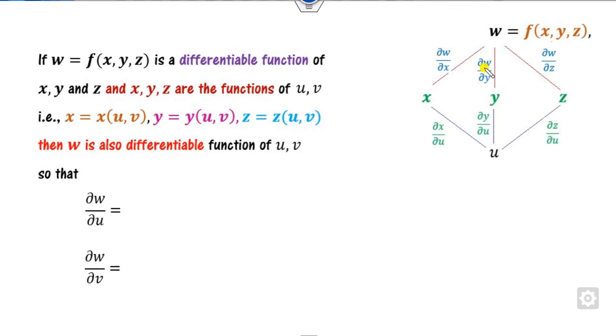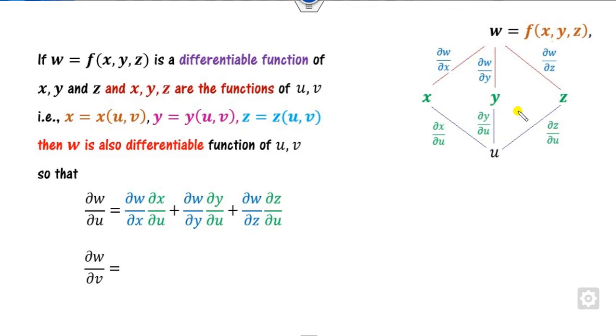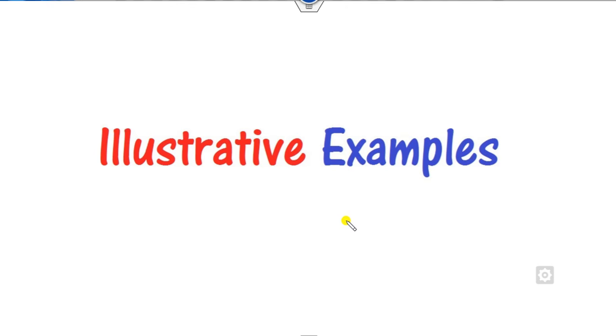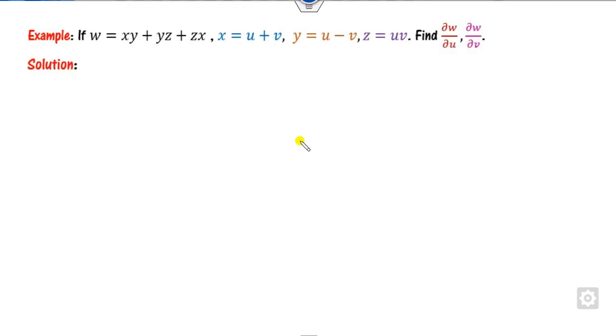So how do you find this value? That is a partial derivative: this is the first, this is the second, and this is the third. Similarly, you can find the derivative of w with respect to v. W again depends on x, y and z, and like here you can remember this one. So how can you solve these chain rules in numerical examples?